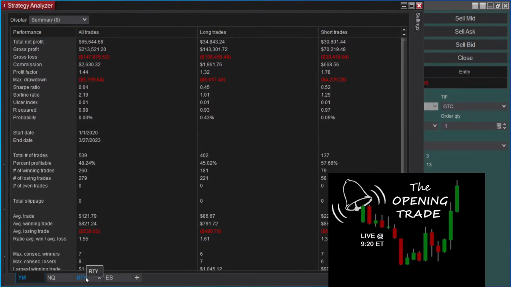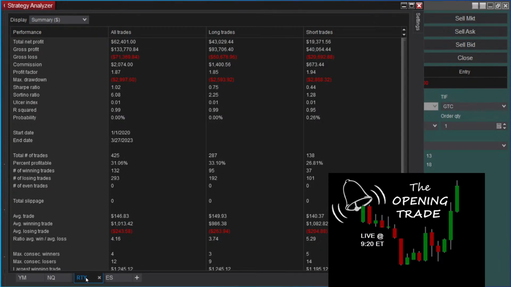2 minutes after this automated strategy, we could potentially see a strategy fire off on the Russell 2000 futures. Again, here is the start and end date, the max drawdown, the gross loss, the gross profit, and the total net profit there.